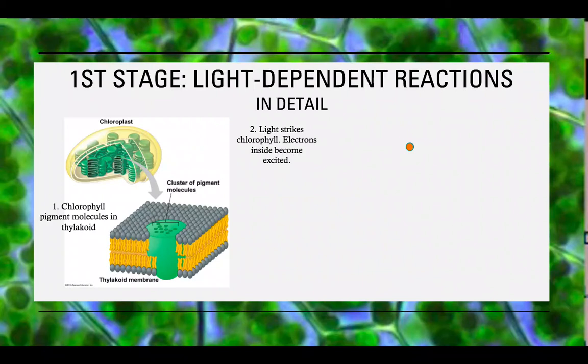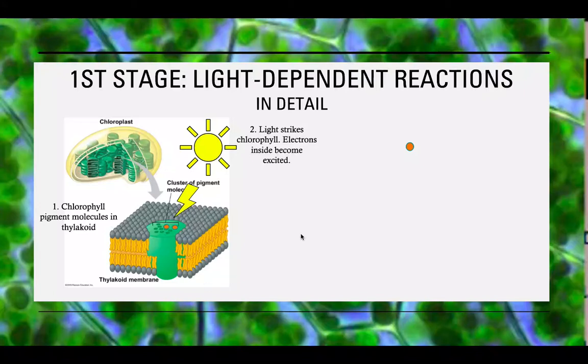Light will strike specifically the chlorophyll, and the electrons inside of these chlorophyll pigments will become excited. If you don't know what excited means, it basically means that those electrons will jump up in orbital level. Remember, think about the model of an atom and how there are orbitals outside of the nucleus. The electrons will jump up in orbital level when they become excited. Basically, it just means that they're energized. You can think of it like that.